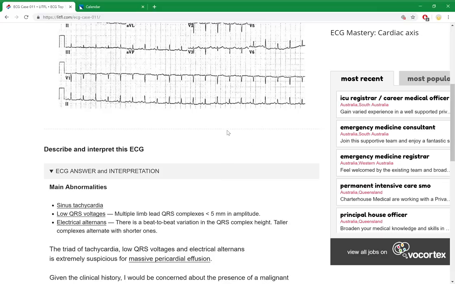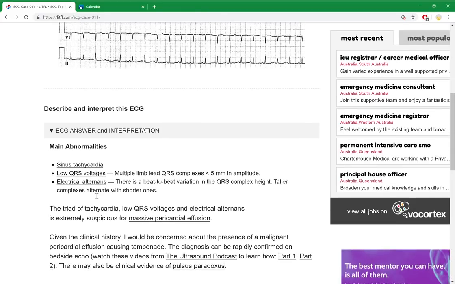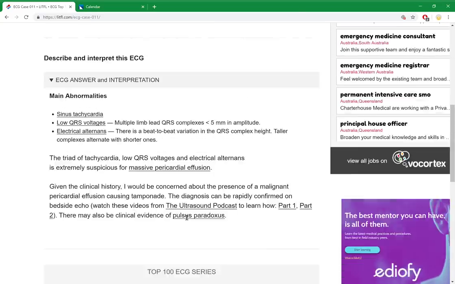It's causing the QRS voltage to be low because the myocardium can't contract as well. It's causing sinus tachycardia because, to maintain blood flow, it has to pump more times with less stroke volume. And then you have electrical alternans because the heart is actually swinging. And that's pretty much it.